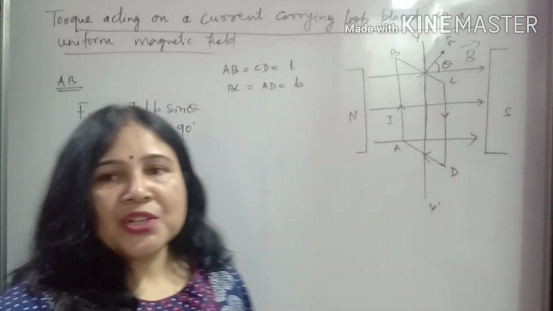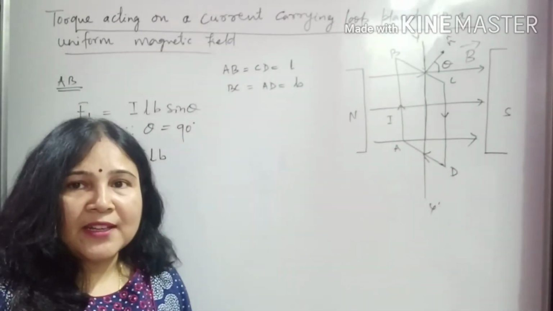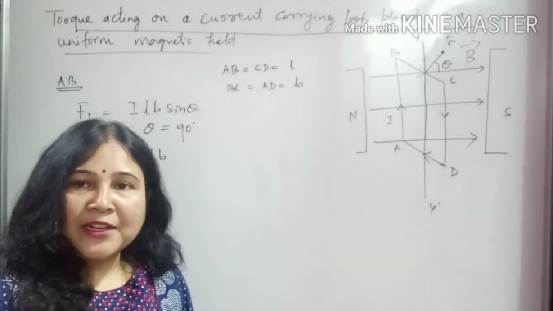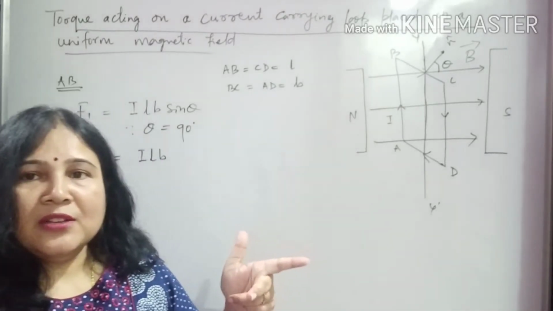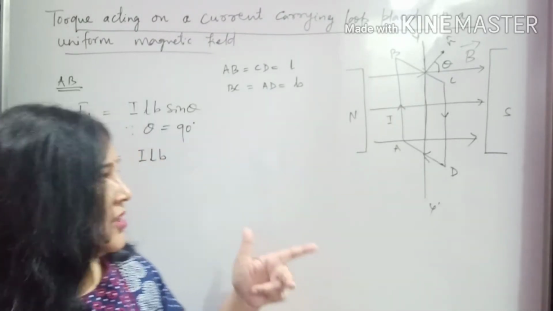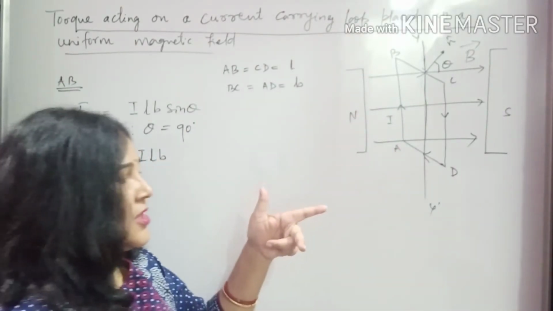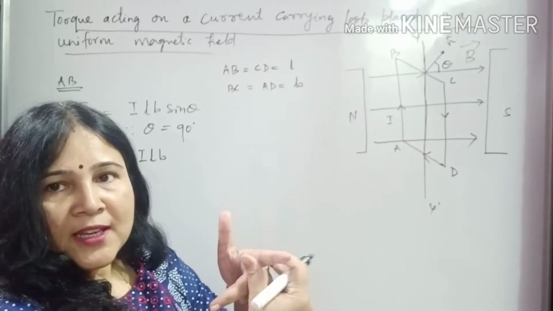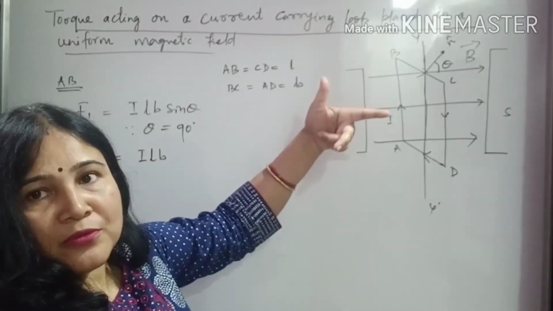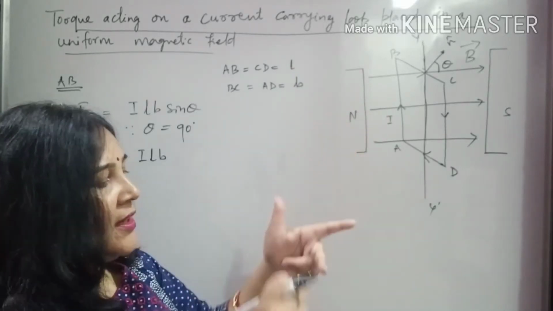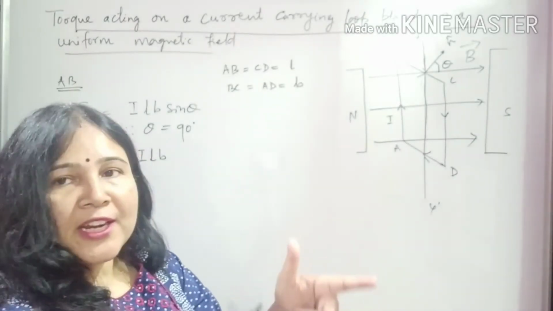But what will be the direction of this force? Since the L vector is making an angle of 90 degrees with the magnetic field, to find the direction of the force we can use Fleming's left hand rule. If I apply it for this AB section, the first finger of the left hand gives the magnetic field, the middle finger gives the direction of the current, and the thumb indicates the direction of the force.